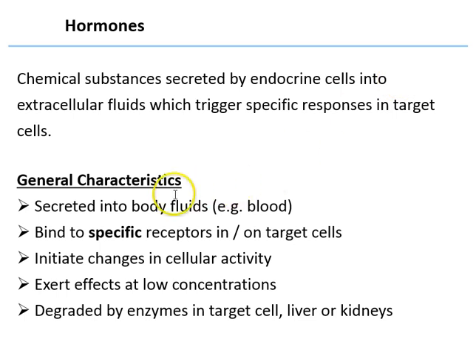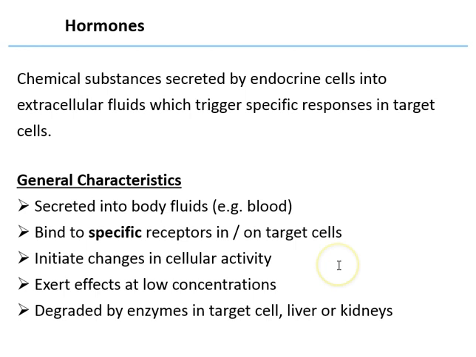The basic characteristics: it is secreted into the blood, and as I mentioned in the previous slides, it has to bind to a specific receptor. So a cell can only respond to a hormone if it has a specific receptor for that hormone, either in its cell membrane or within the cell.